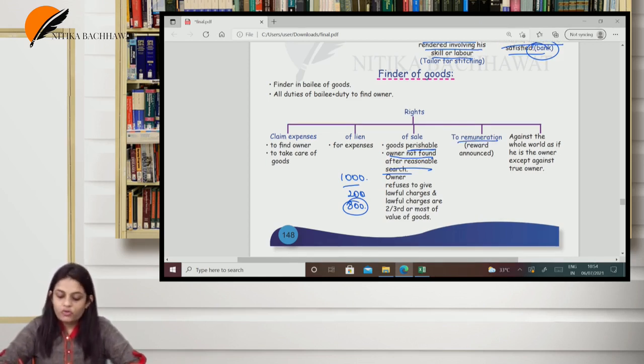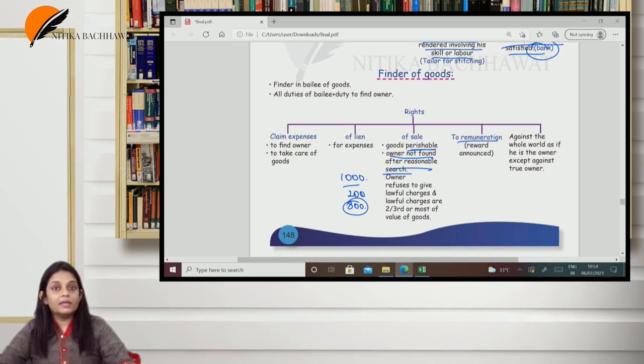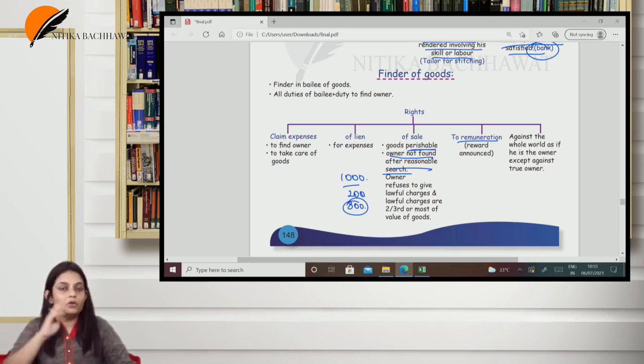Then he has a right to remuneration. What does this mean? This happens only if a reward is announced. You cannot say, first you give me 5,000 rupees, then I will hand over your puppy. No, you cannot do that. But if the owner had announced the reward that anyone who finds my puppy will get a reward of 5,000 rupees, then if he does not give you, you can claim that reward for the return of the puppy. And finally, he has the right of ownership against the whole world except the owner.